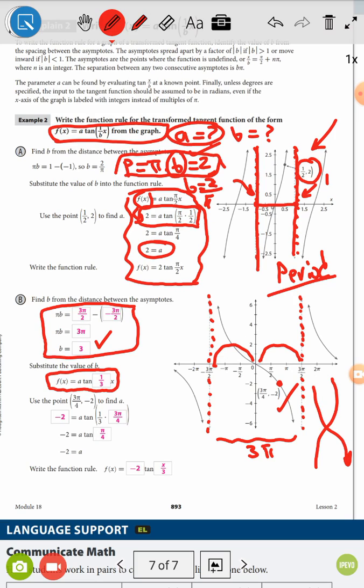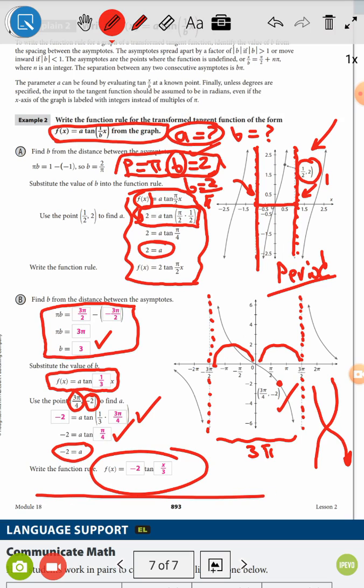So I'm going to replace the point. Substitute y by -2 and x by 3 pi over 4. Replace them in the function and solve. Multiply the numbers inside the angle, don't forget to multiply them. So it is 1/3 multiplied by 3 pi over 4. You cancel the 3's, so it's pi over 4. Tan pi over 4, again, is 1. So a is -2, and this is the final answer.